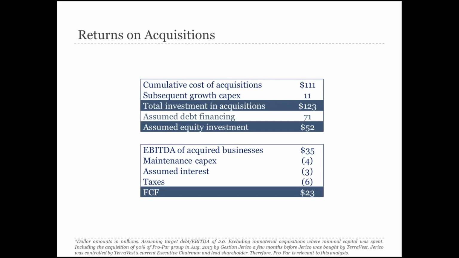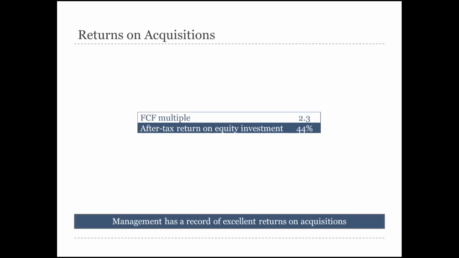If we then assume a certain proportion of debt financing at 2 times debt to EBITDA, so of that amount, how much can we say was financed by debt? About $70 million, leaves us with about a $50 million equity investment. And then right below that, we estimate the free cash flow that they are earning on those acquisitions today of $23 million, excuse me. What does that leave us with?